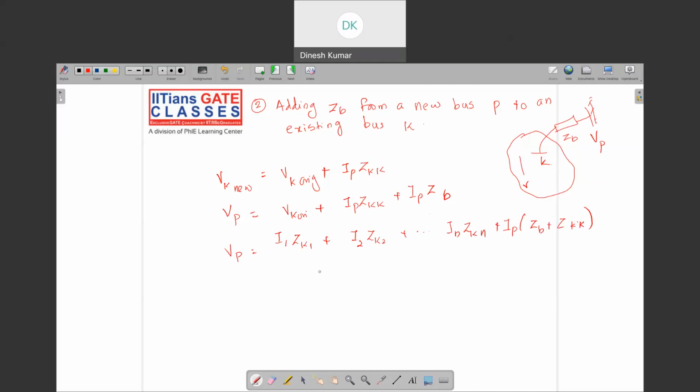So now the new Vp has all the terms, because it depends on I1, it depends on I2, and on In, and on Z. It depends on all of these. So how can we write the equation? V1, V2, V3, etc. up to Vn. Right. Now Vp.